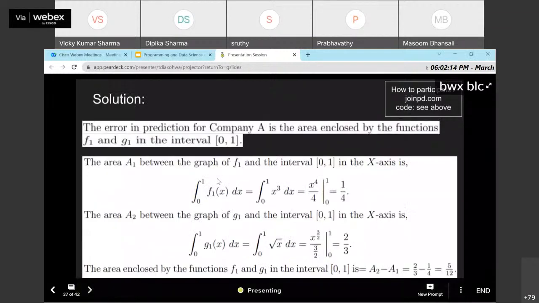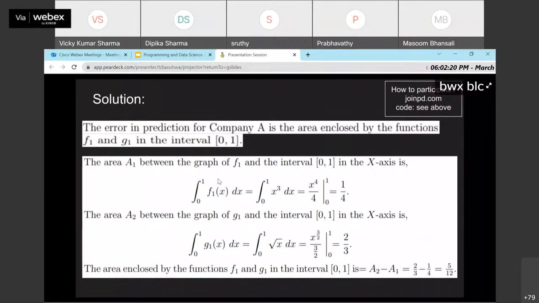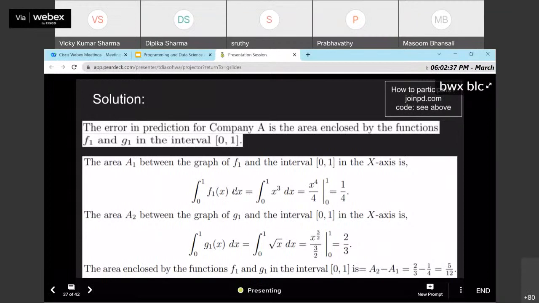So what Masum did was this. The error in prediction of company A is nothing but the area enclosed between the functions f1 of x and g1 of x in the interval 0 to 1. So all you have to do is find out what your f1 of x and g1 of x are. If you are very thorough with this, you can merge them and get the difference, but you can do it individually as well. Let's call the area under the curve f1 of x with interval 0 to 1 as A1. f1 of x is nothing but x cube, so when you integrate this, you get x to the power of 4 by 4, with the limit 0 to 1. Once you substitute this, you get 1 by 4. So this is our area A1.